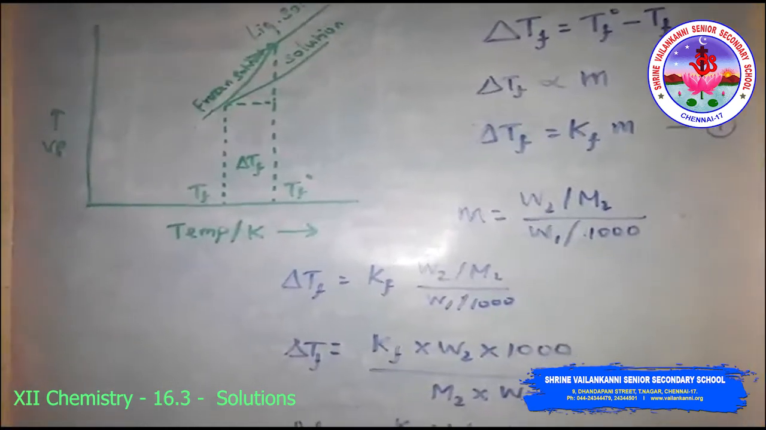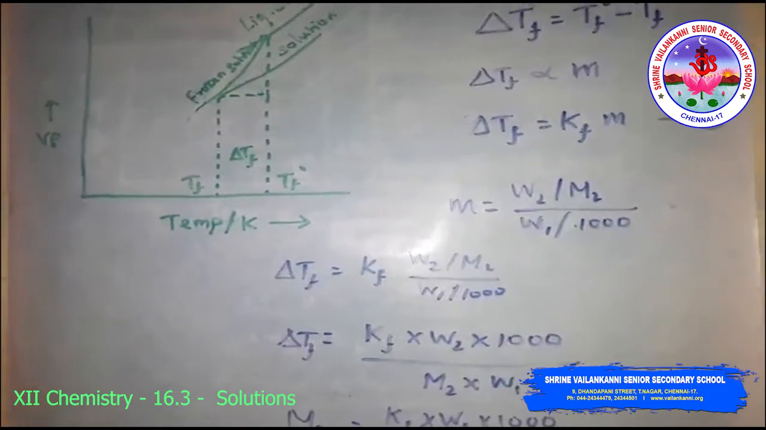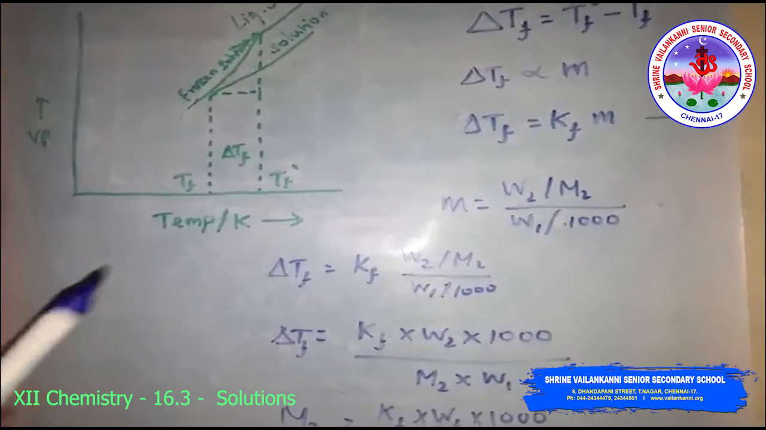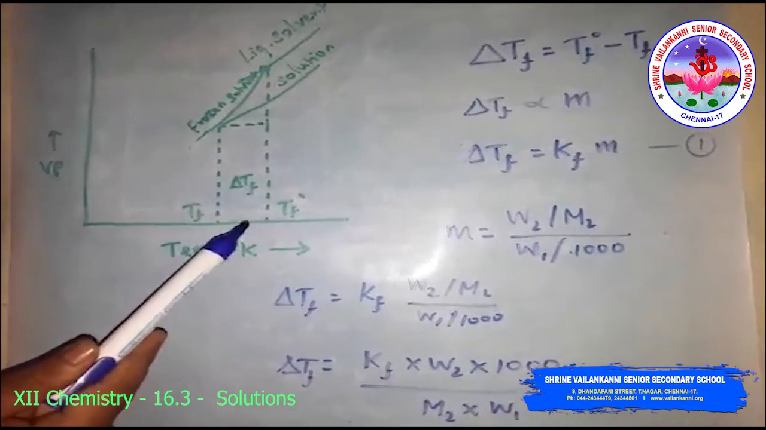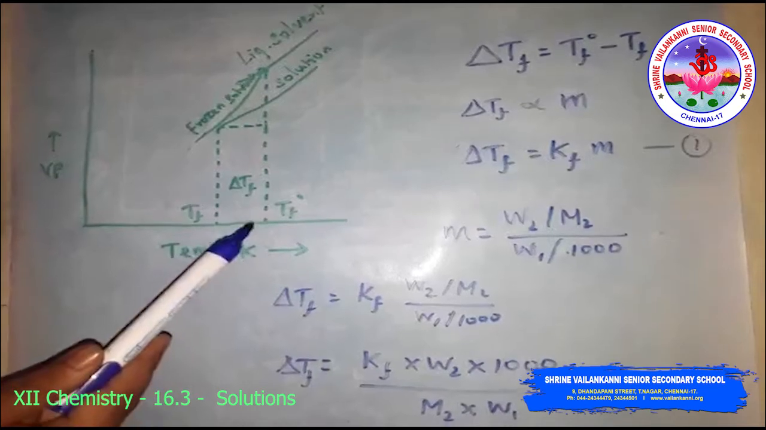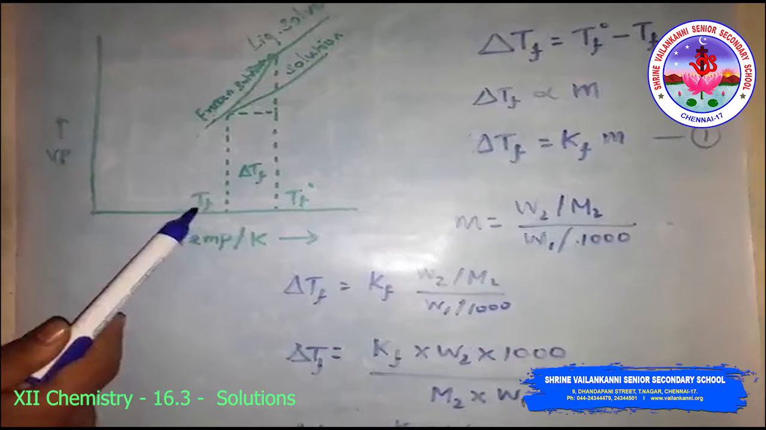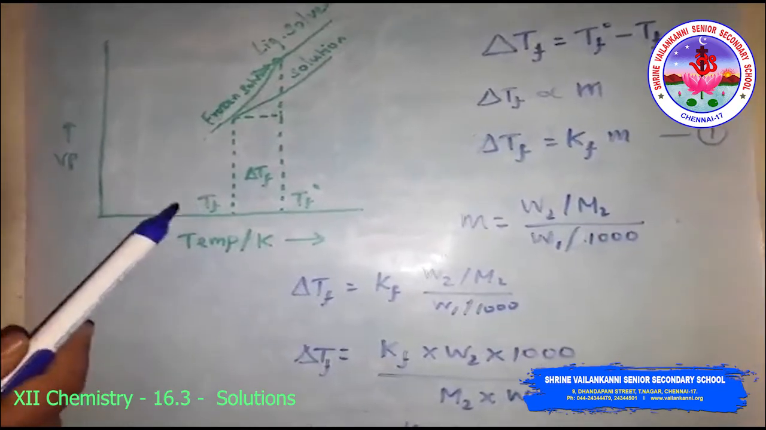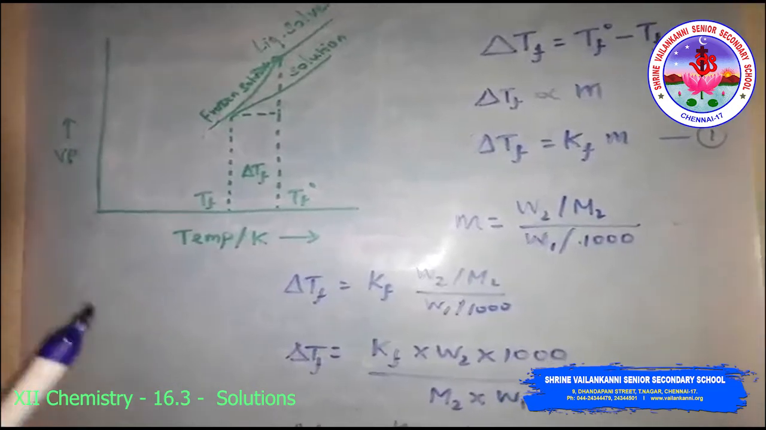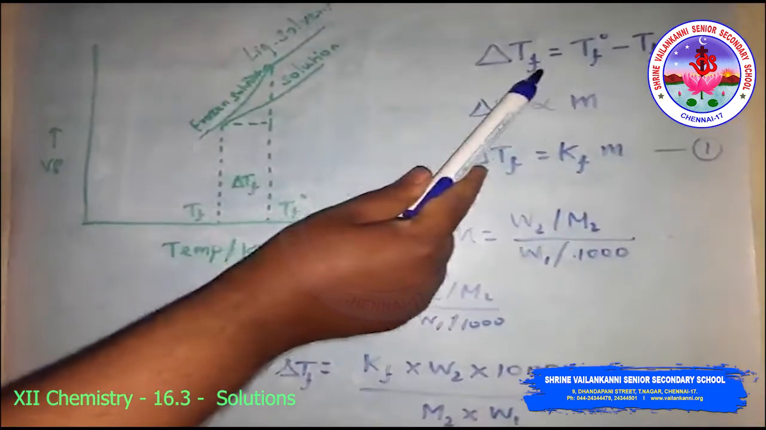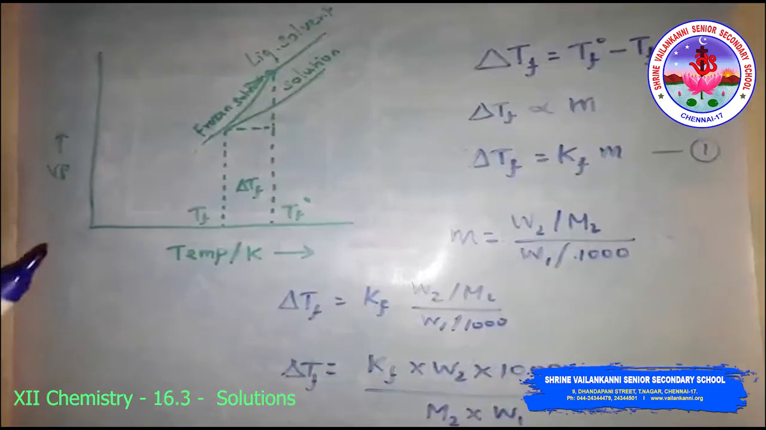And then we lower the temperature. The freezing point of the solvent decreases. So let Tf naught be the freezing point of the pure solvent, and Tf be the freezing point when a non-volatile solute is dissolved in it. So the decrease in freezing point, delta Tf, is equal to Tf naught minus Tf. This is the first one.